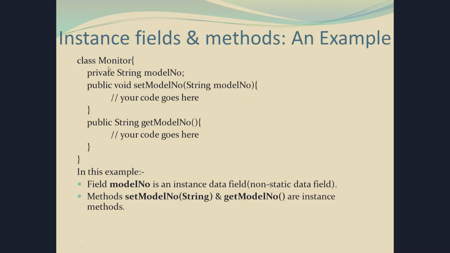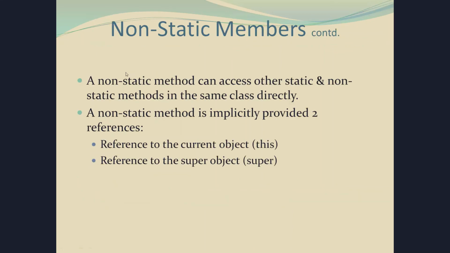Here, as mentioned in the slide, there is a class Monitor, and there is a variable, private String modelNumber. This is a non-static data member, an instance field, and these methods are non-static methods, called instance methods. The field modelNumber is an instance data field, and setModelNumber and getModelNumber are instance methods. If you need to access these, then an object is required. For the accessing, these two points are important.